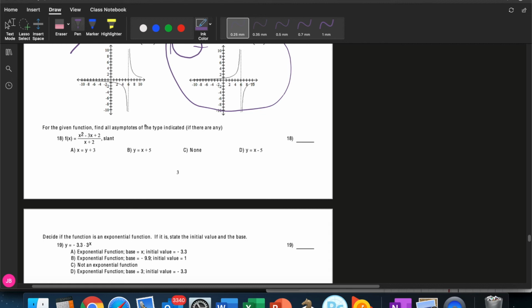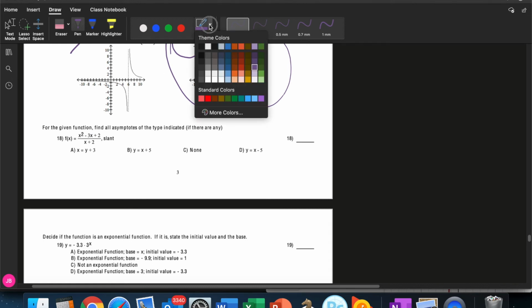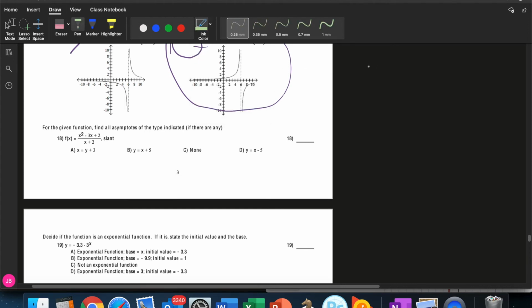All right, for the given function, find all asymptotes of the type indicated, if there are any. Now we're working with slants. Just like I promised, we would be finding slant asymptotes. So for slant asymptotes, we use long division. What we're going to do is take this x squared minus 3x plus 2 and do exactly what my equation is telling me to do. It's basically telling me take this divided by this. So we're going to divide it by x plus 2.